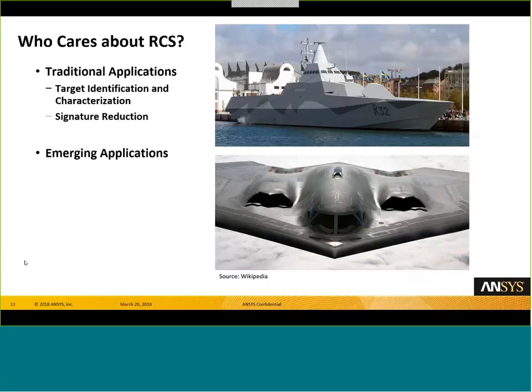Another application that falls in the traditional sense is certainly radar signature reduction. Vehicles designed to elude radar detection use RCS as a key figure of merit in design. By evaluating radar cross-section across multiple illumination angles, the geometries and the materials can be manipulated to achieve that desired result.